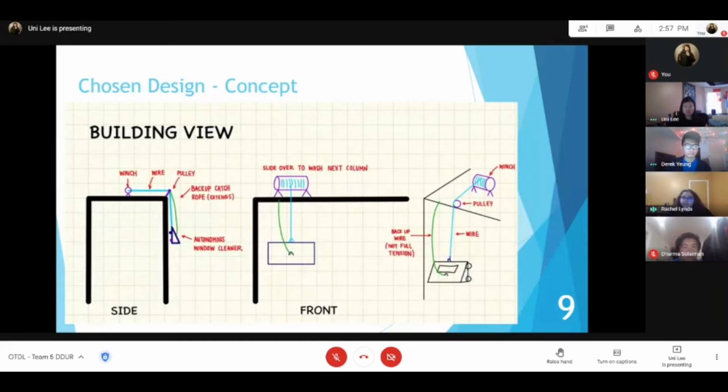Seen here is a building view of what we've developed. Our design is secured to the building via a winch and wire, and we also make use of an emergency arrest wire as an added safety feature. As the design cleans each section of the window, it is moved over manually to continue cleaning the windows.